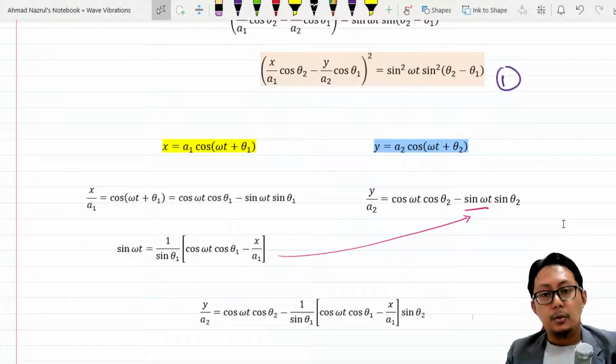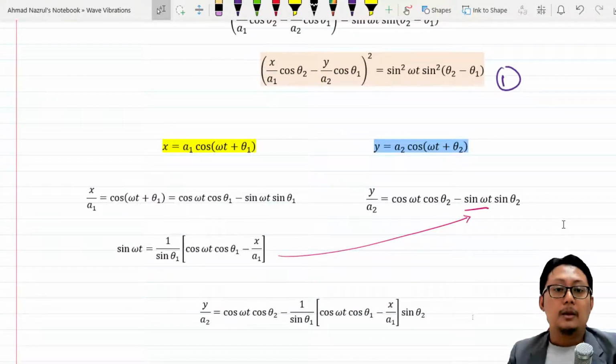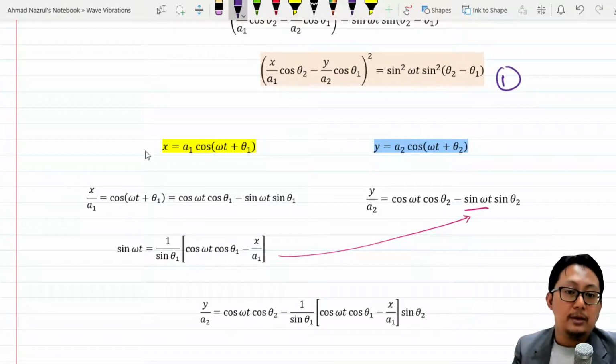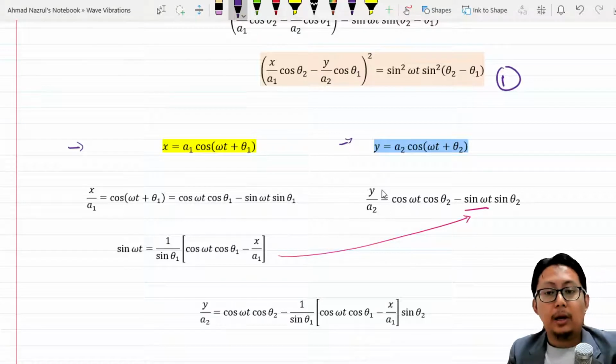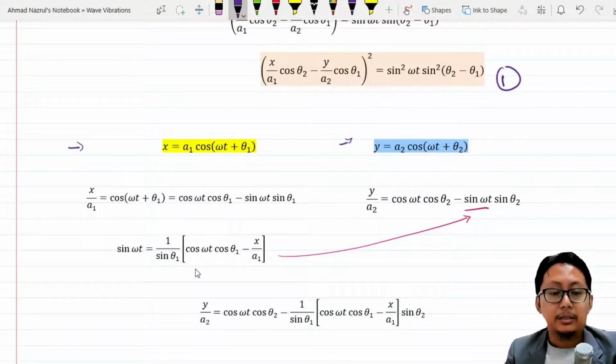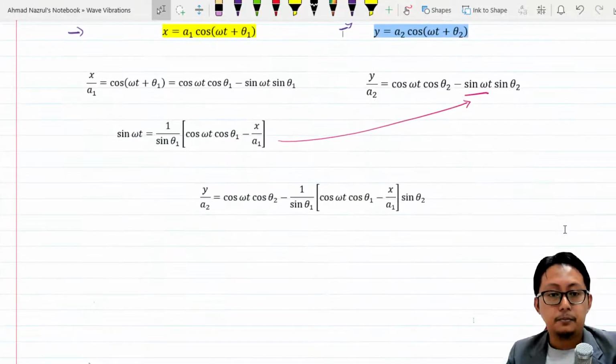Again, we need to find a second equation. We start with the basic x and y also. But right now we try to find the sine omega instead of the cos omega. So again, x over a1 equals cos omega t cos theta 1 minus sine omega t sine theta 1. For y over a2, cos omega t cos theta 2 minus sine omega t sine theta 2. So this is using the trigonometry identity.